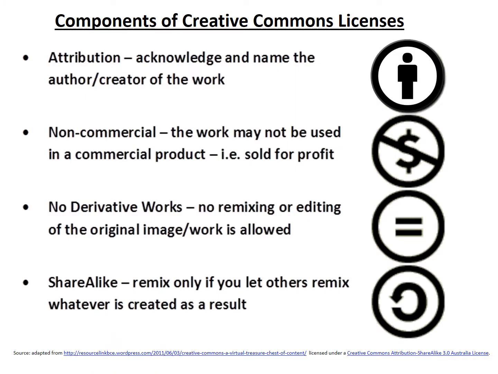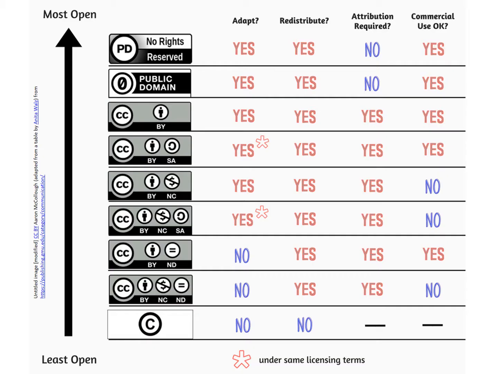Creative Commons was explained in Part 1 of this presentation. What is Creative Commons? Here is a summary of the 4 possible components of Creative Commons licenses: attribution, non-commercial, no derivatives, and share alike. And here is a summary of the 6 licenses that can be made with the combinations of those 4 components. Creative Commons also has no rights reserved and public domain designations.